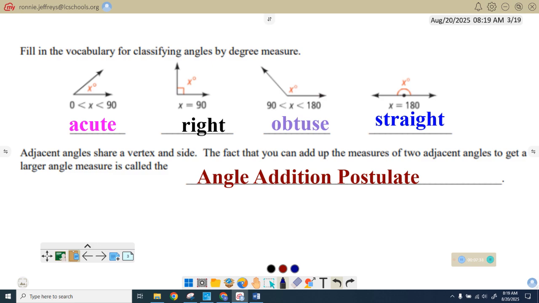Now, just like the segment addition postulate, we have the angle addition postulate, which basically means we can add two angles to make a bigger angle.